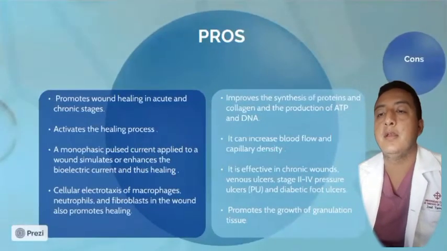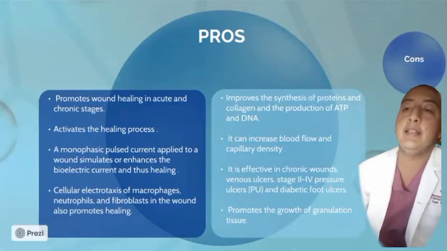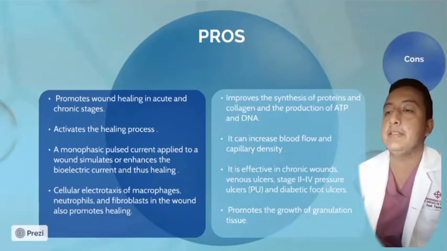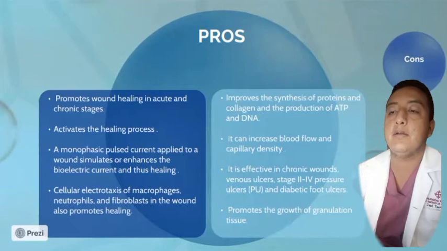Pros and cons. Pros: promotes wound healing in acute and chronic stages. Activates the healing process. Monophasic pulsed currents applied to a wound simulate or enhance the bioelectric currents and thus healing. Cellular electrostasis of macrophages, neutrophils, and fibroblasts in the wound also promotes healing. Improves the synthesis of protein and collagen and the production of ATP and DNA.